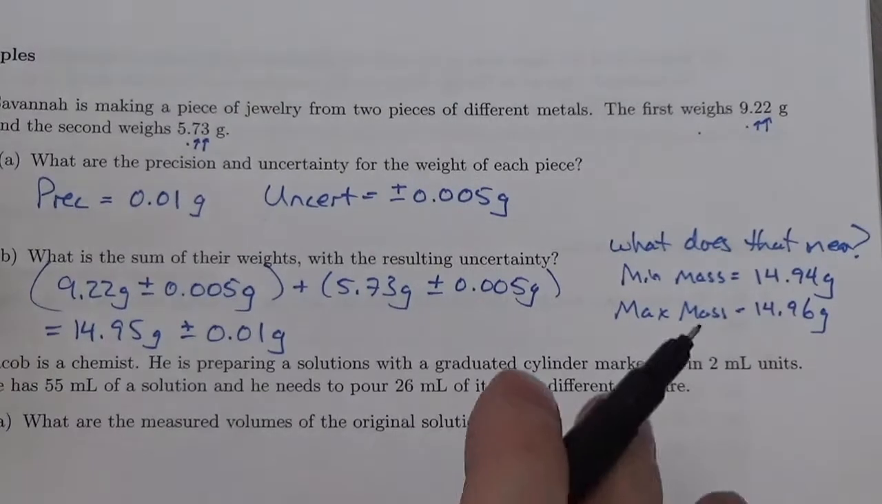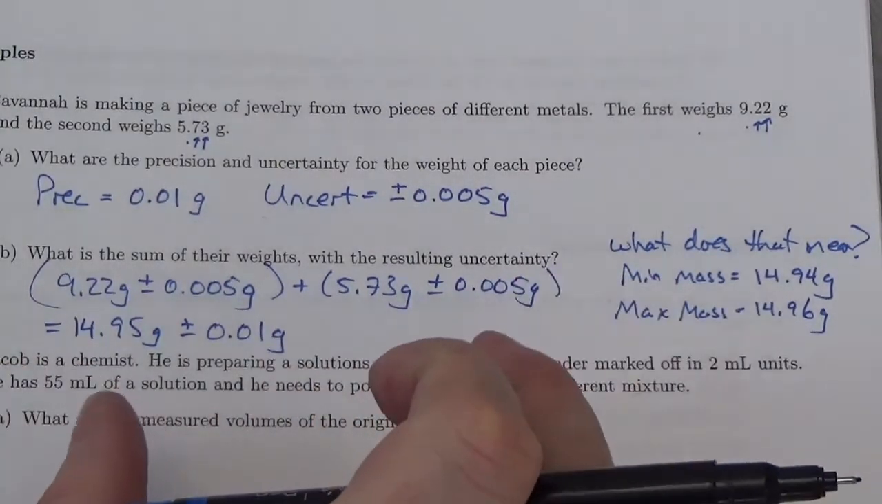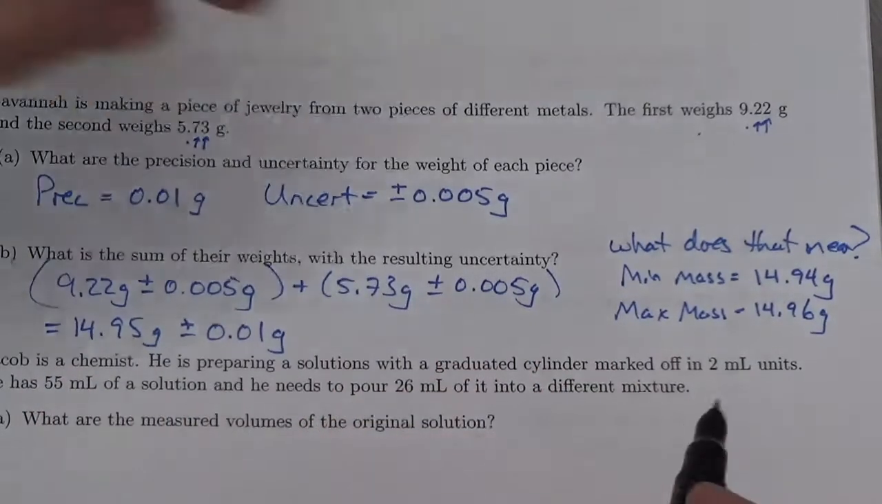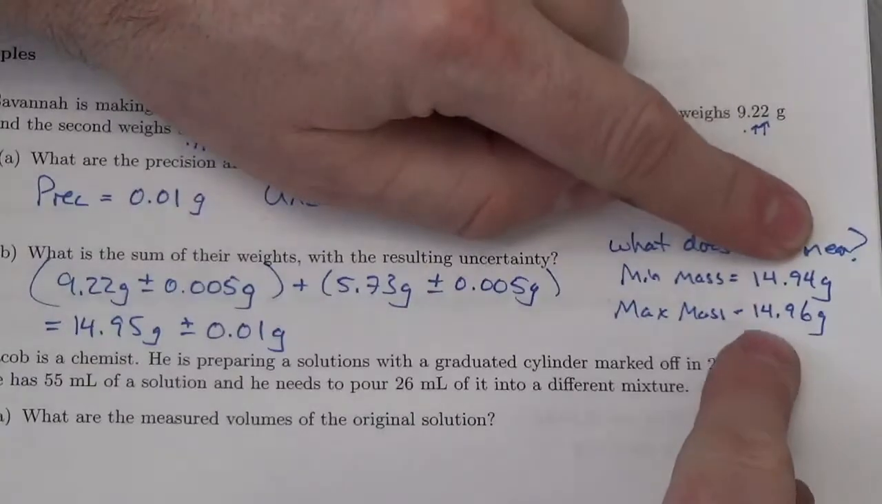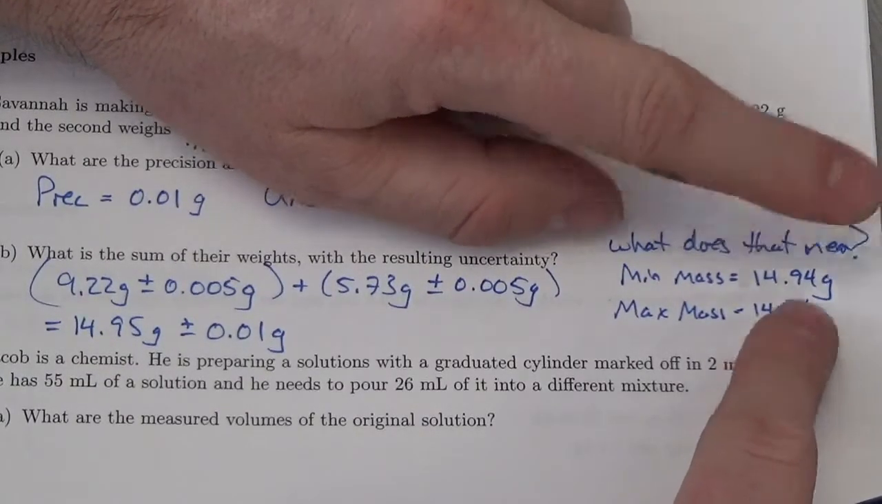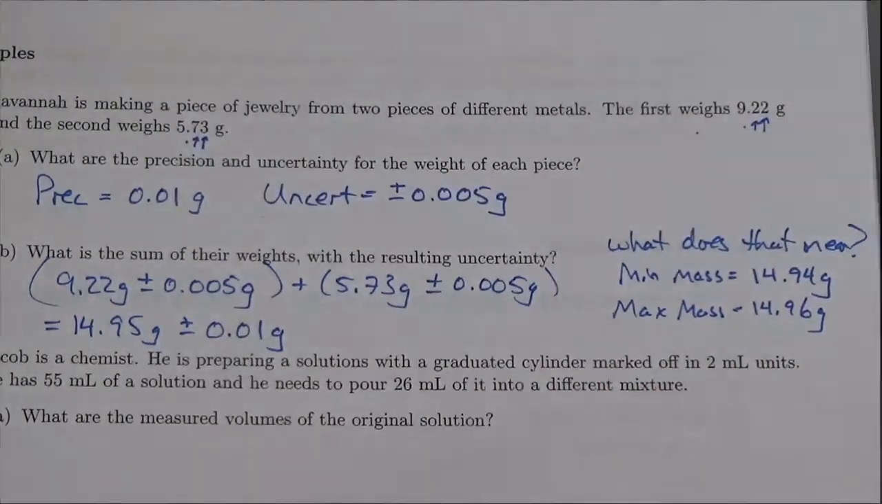So I know that when I put those two, or when Savannah put these two pieces of metal together, the resulting mass is going to be somewhere between those two values. Okay, we know that. And I am 100% sure that's the way it's got to be.